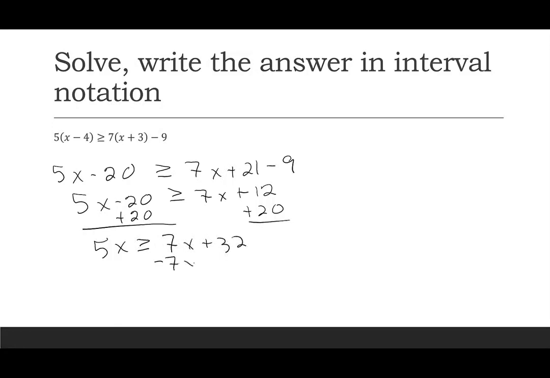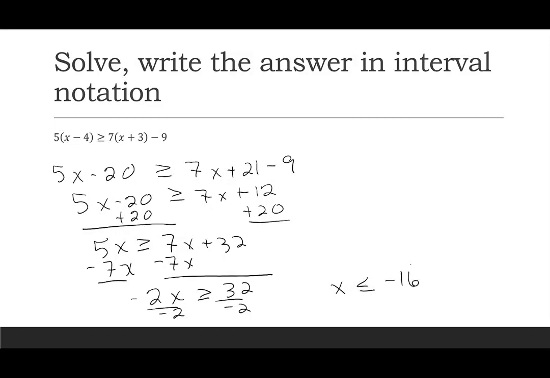Now I'm going to subtract 7x. 5x minus 7x is a negative 2x. That says greater than or equal to positive 32. That negative 2, when I divide it, I need to remember to flip my inequality. So x is less than or equal to 32 over negative 2, negative 16.